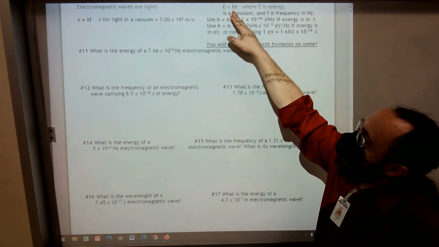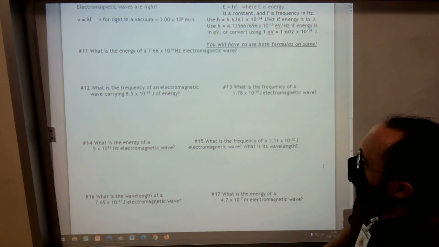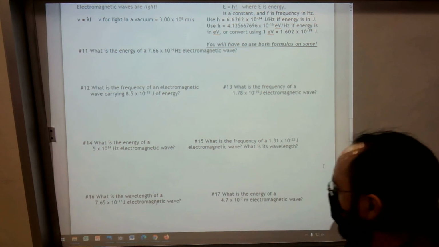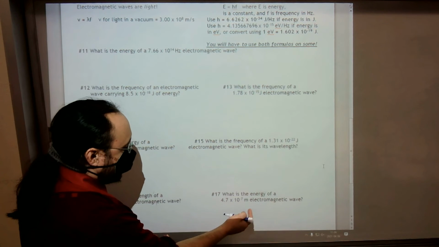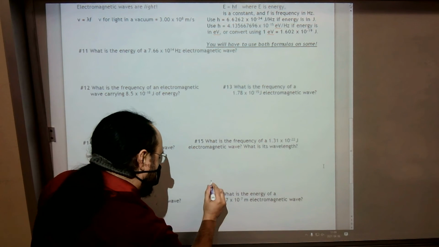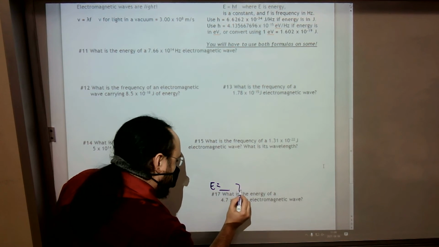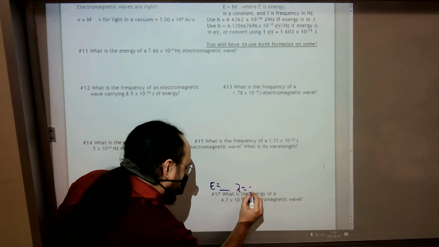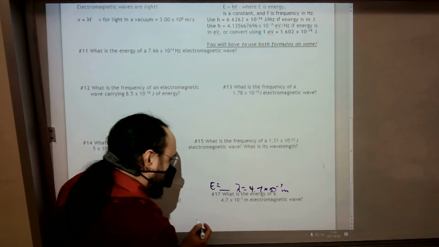Notice I'm not saying anything about H. H is a constant, so it'll always be the same. I'll do an example of one of these. So this one says, what's the energy of a such and such meter wave? So, okay, we're looking for energy. We've got the wavelength, 4.7 times 10 to the negative 7 meters.